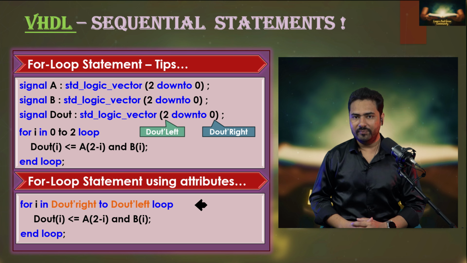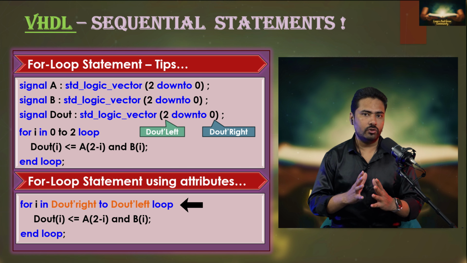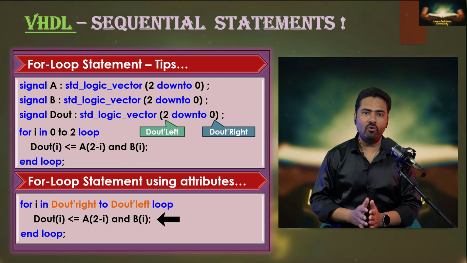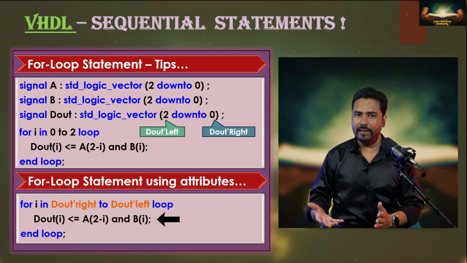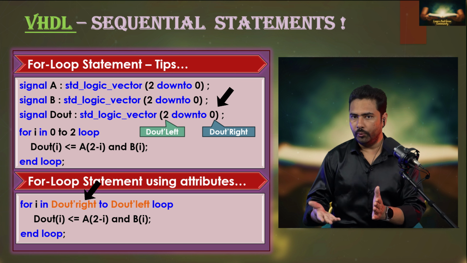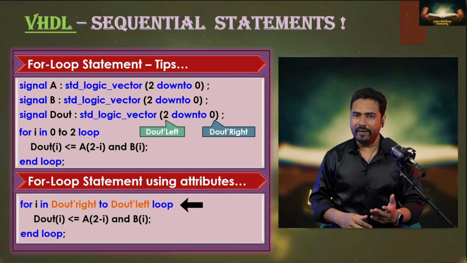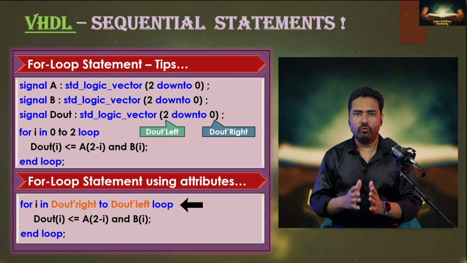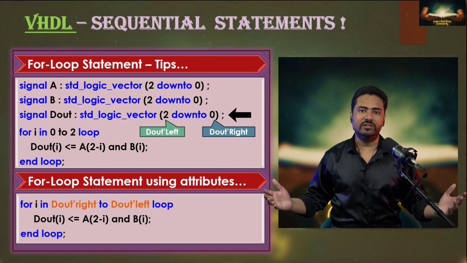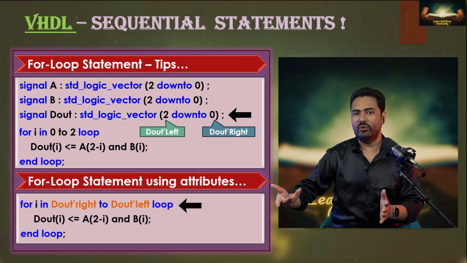So I have written for I in Dout'right to Dout'left loop, Dout(I) gets the value of A(2 - I) and B(I); end loop. The right attribute of Dout returns 0 and the left attribute returns 2. So ultimately the for loop range will be 0 to 2 for our example. The advantage of this approach is that if the size of Dout changes, then the number of iterations will automatically adjust to match the size of Dout.